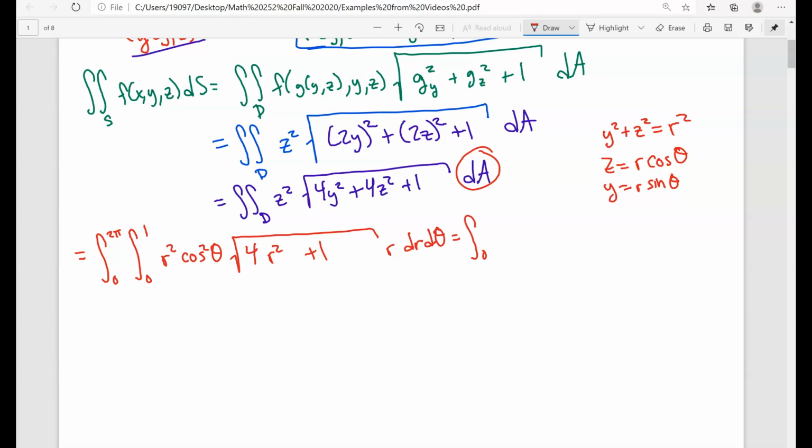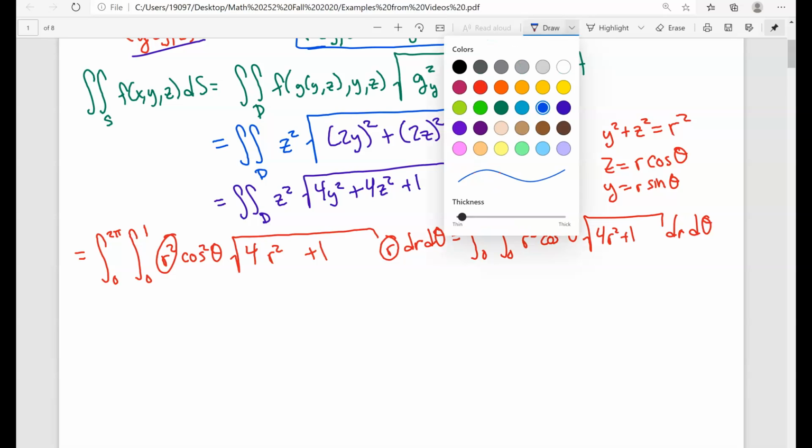So let's clean this up. 0 to 2 pi, 0 to 1. This r, and this r will give me r cubed cosine squared theta, the square root of 4r squared plus 1 dr d theta. Now at this point, we kind of have an issue. And you'll see what the issue is in a second.